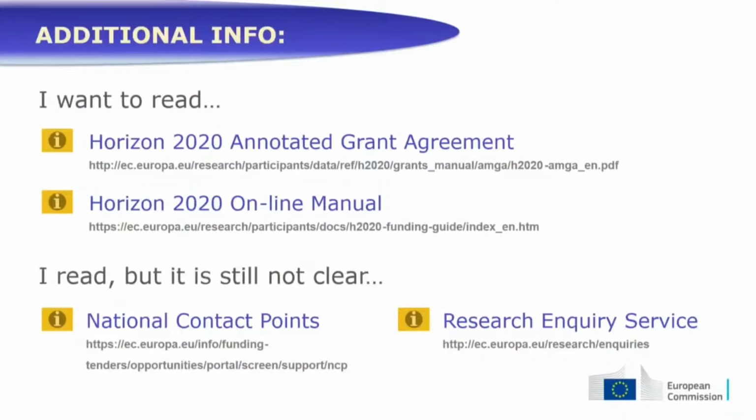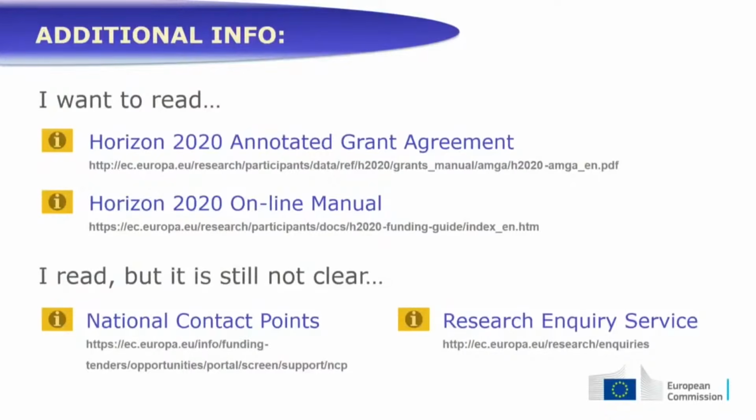It also happens to me. In that case, you can first of all contact your national contact points. These are people who are specifically dedicated in your country to reply to questions about Horizon 2020. They know your language, they speak your language, they know your particularities, and they are particularly knowledgeable about certain aspects of Horizon 2020. Your national contact points, the contact details are available also in the portal.